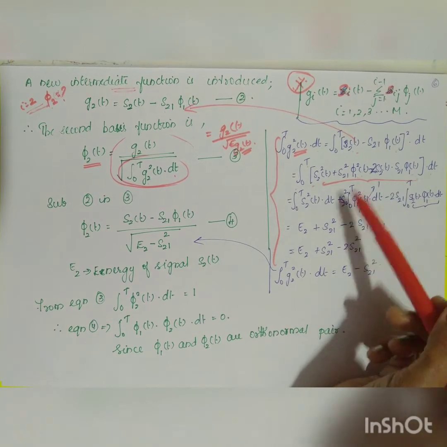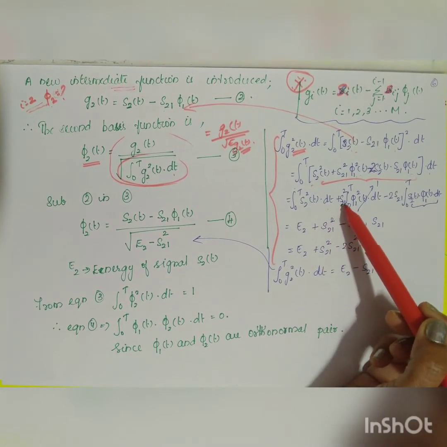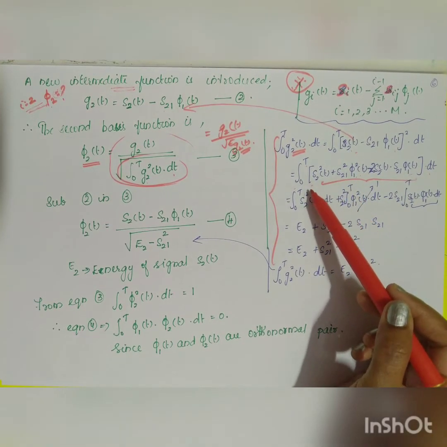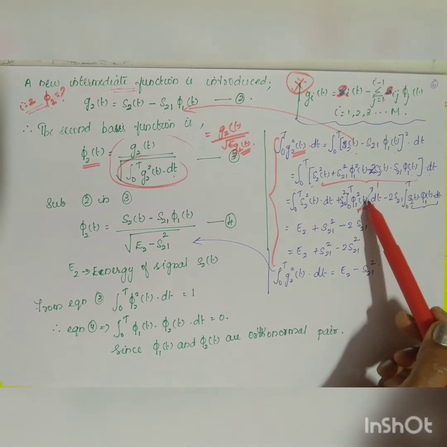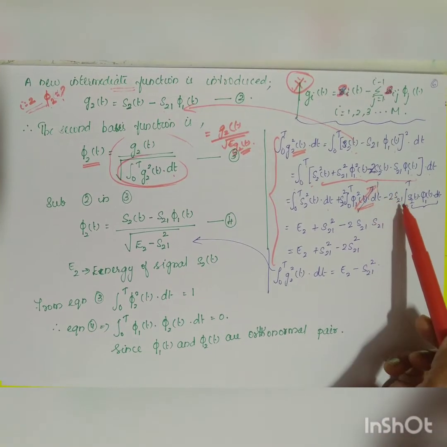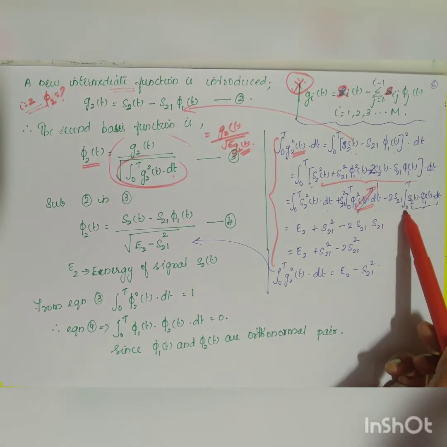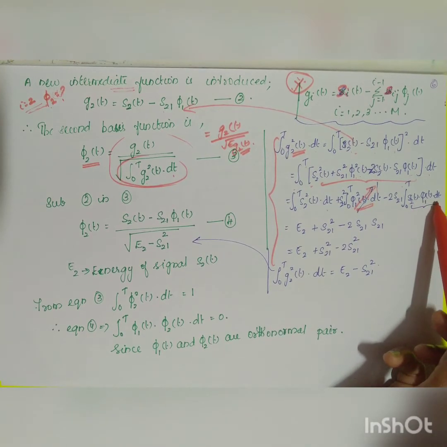Now cross multiply it inside. Individually you are taking the integral from 0 to T of S2 squared of t dt plus, what is the constant here? S21 squared I have taken as constant, integral 0 to T of phi1 squared of t dt. Since it's an orthonormal basis function, you can take this term as equal to 1. Minus 2 into S21 into the integral from 0 to T of S2 of t into phi1 of t dt.